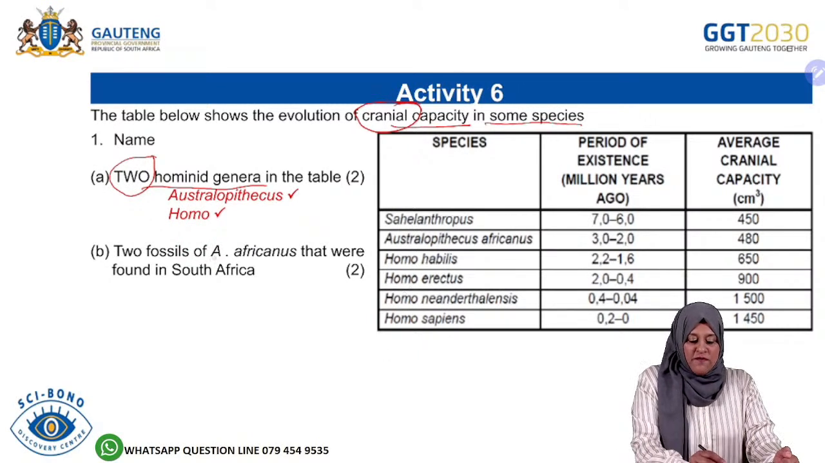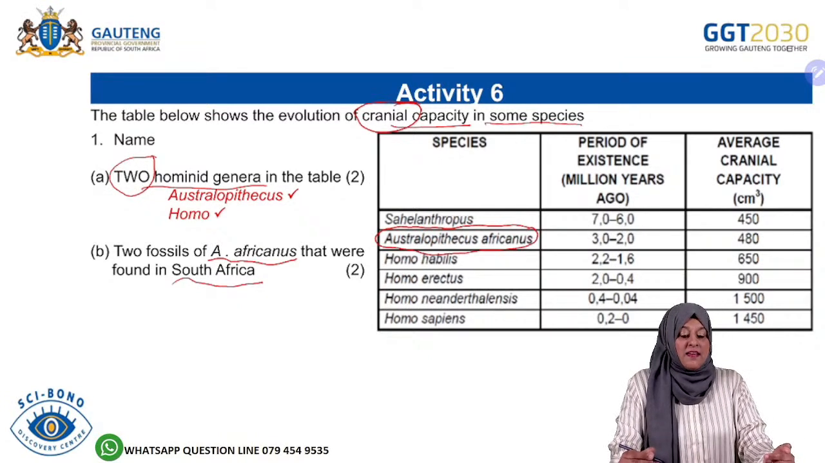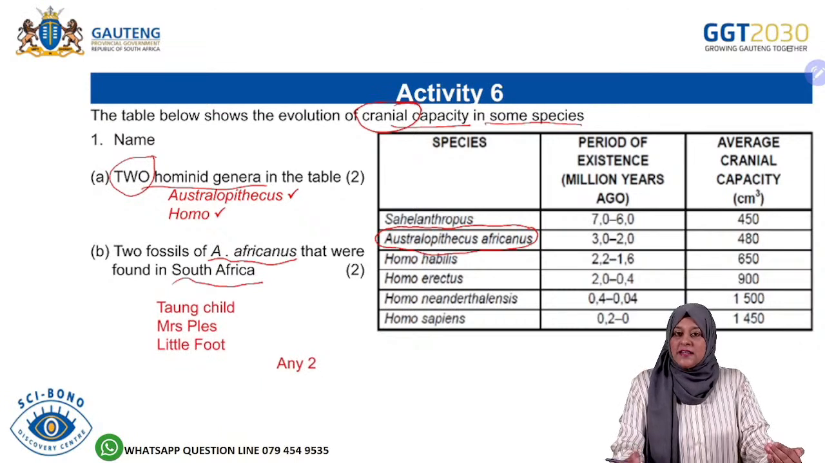Two fossils of Australopithecus africanus that were found in South Africa. Again, we're getting this question, right? So here you should be knowing Taung Child, Mrs. Ples, and Littlefoot. So any two of those would get you your marks.